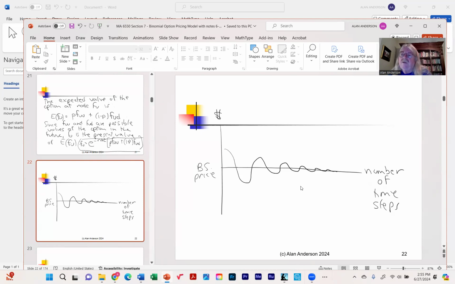By the way, this is a good feature because it means that we can get some experience trying to figure out roughly how many steps are needed to get within a reasonable degree of accuracy of the Black-Scholes price. Let's say we discover from doing experiments that all we need is weekly steps to get within a penny of the Black-Scholes price. That will help us figure out how to price others, like American options, where we don't have a Black-Scholes price.